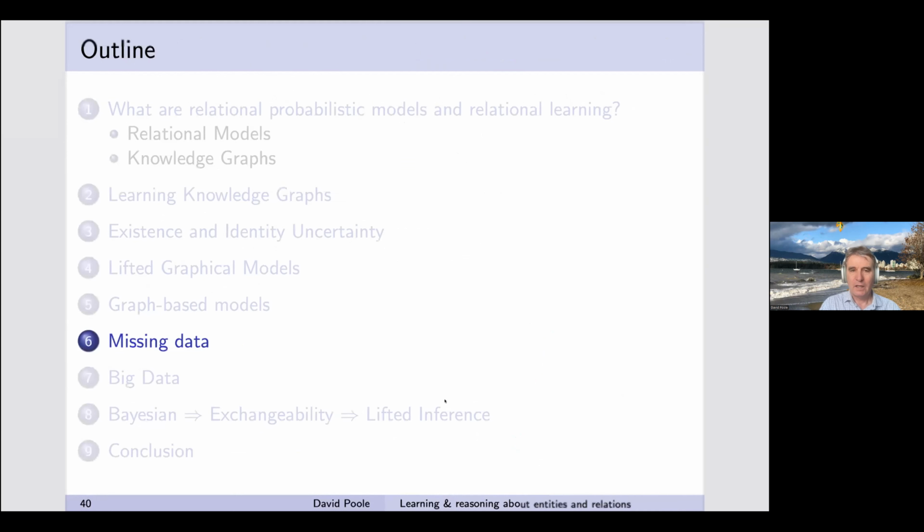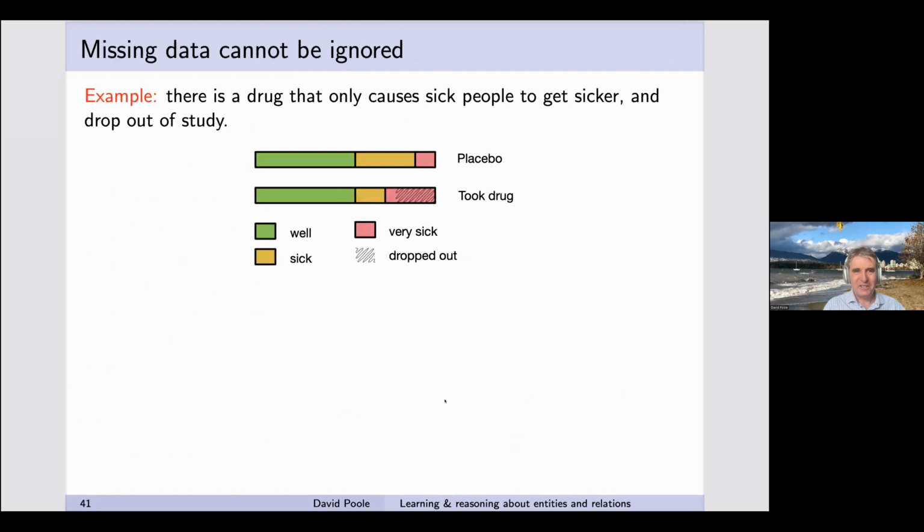Another problem that we have is missing data. Here's an example. There's a drug that only causes sick people to get sicker and drop out of a study. So here are the people, here's the placebo, here's the base case. Here are the well people, here are the sick people, and here are the people who took the placebo. Then you have the people who took the drug, and you find that these sick people got sicker, and a lot of them dropped out.